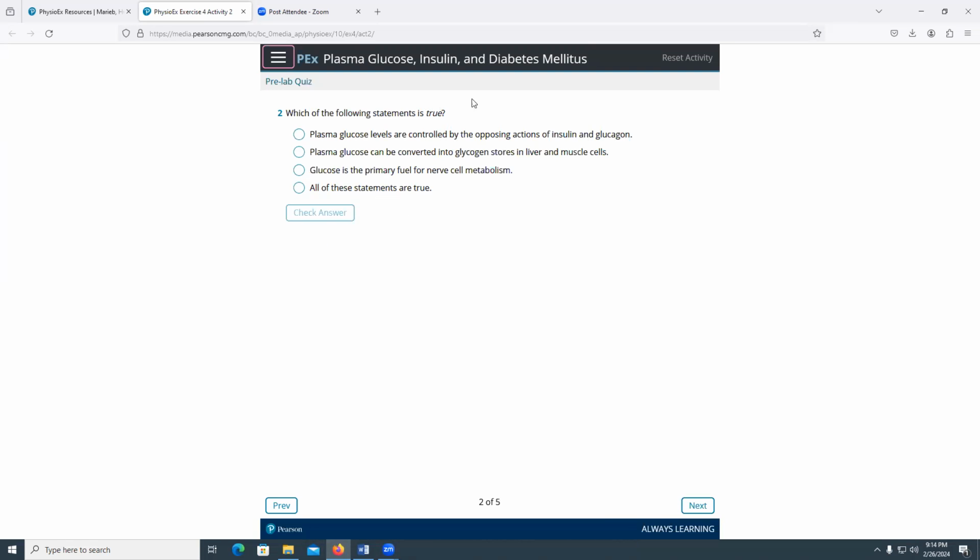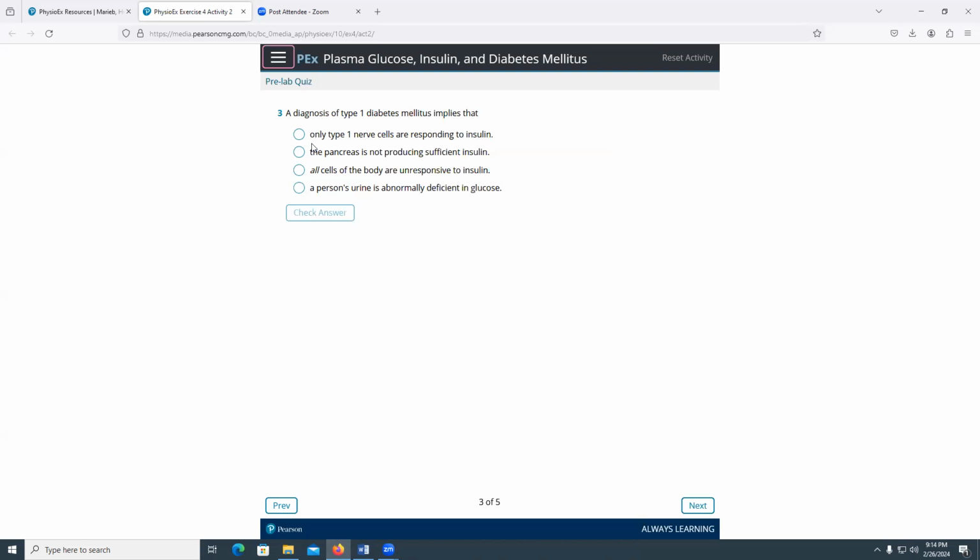Now, moving on. Which of the following statements is true? Plasma glucose levels are controlled by the opposing actions of insulin and glucagon. These are antagonists. That is true. Plasma glucose can be converted into glycogen stores in the liver and muscle. That is perfectly true. And glucose is the primary fuel for nerve cell metabolism. All of that is true.